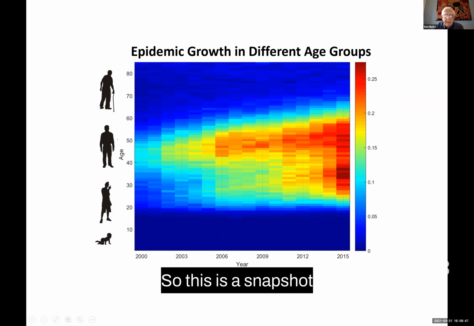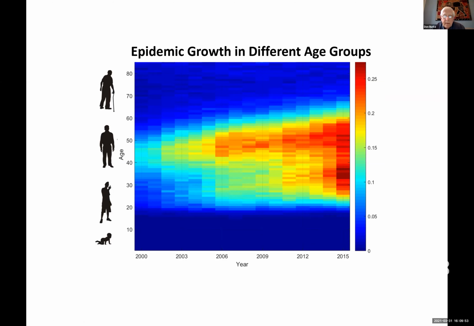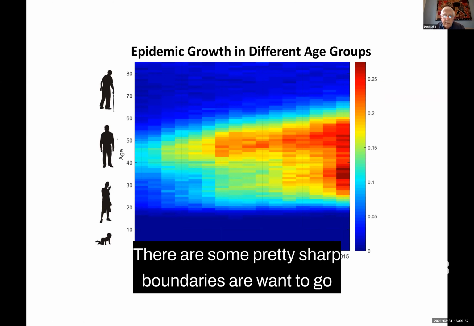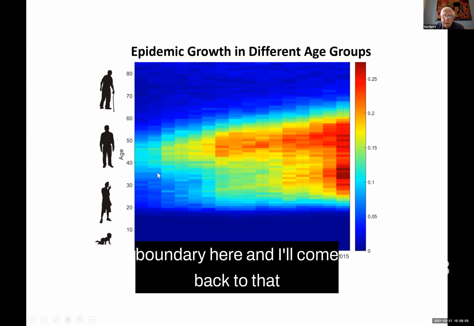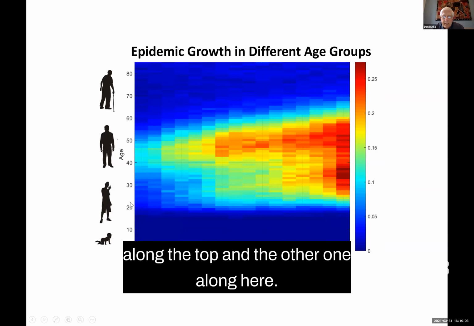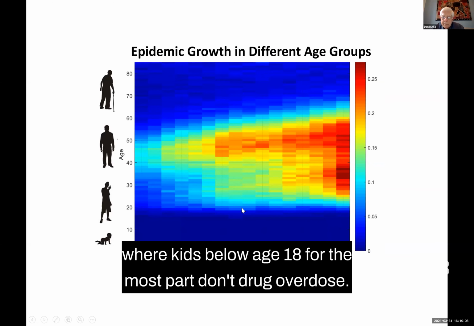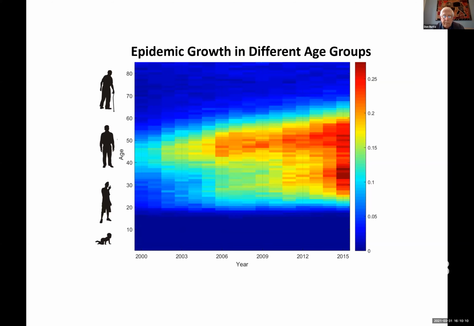So this is a snapshot, a way of looking at the age patterns of the epidemic. A pretty simple way of looking at it, but it's striking. There are some pretty sharp boundaries there. One boundary here, and I'll come back to that, along the top, and the other one along here at about age 18, where kids below age 18, for the most part, don't drug overdose.